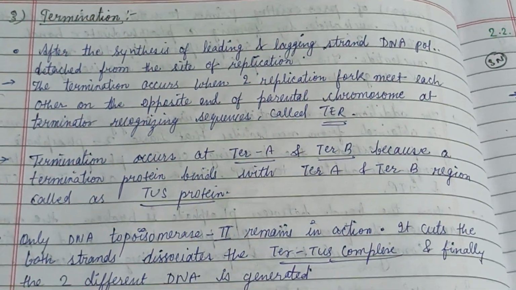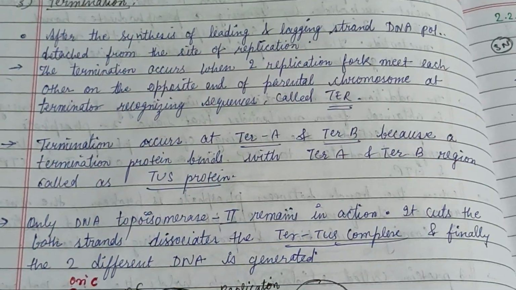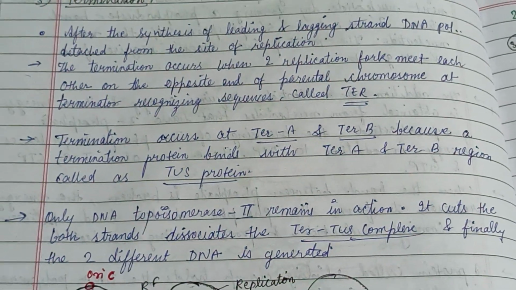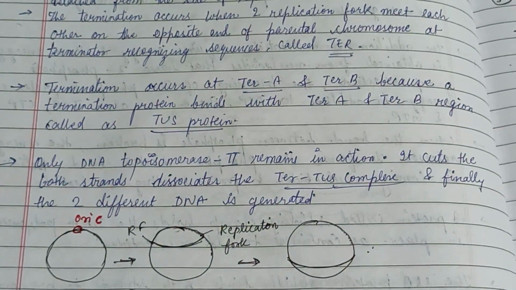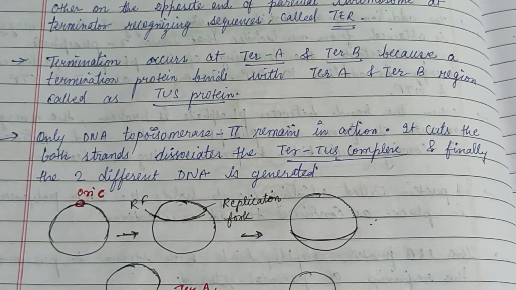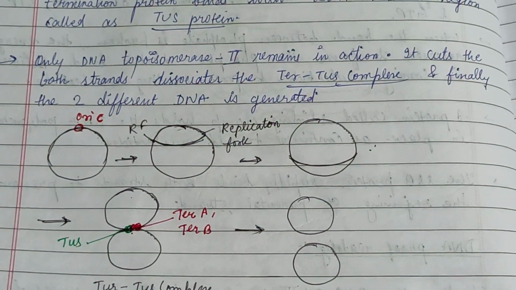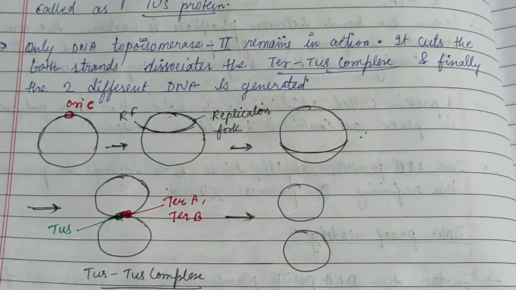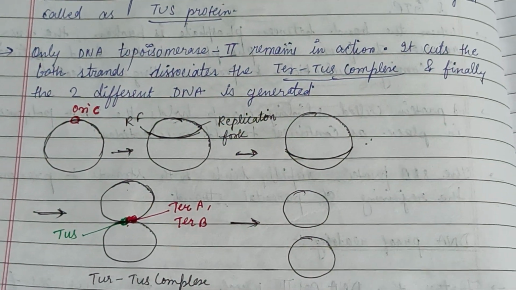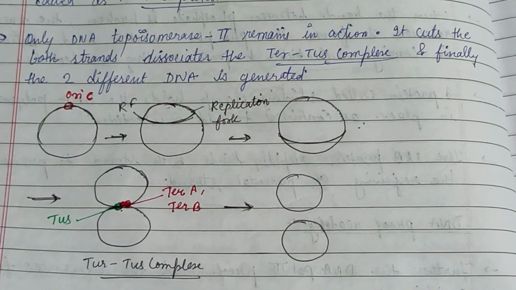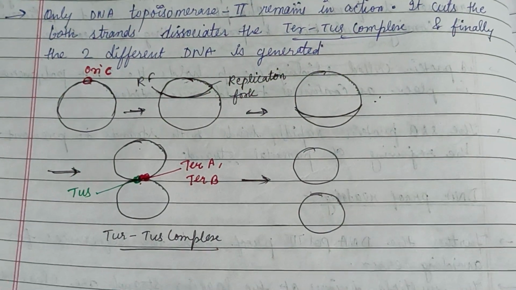Termination starts by forming the Ter-Tus complex. Termination occurs at TerA and TerB because the termination protein, called Tus protein, binds with the TerA and TerB regions. Then only DNA topoisomerase 2 remains in action. It causes both strands to dissociate from the Ter-Tus complex, and finally the two different DNAs are generated.